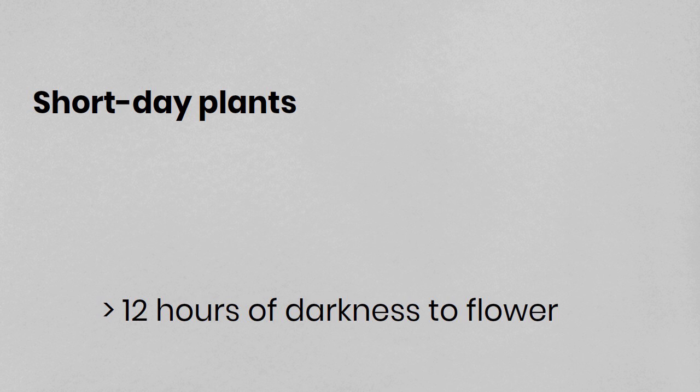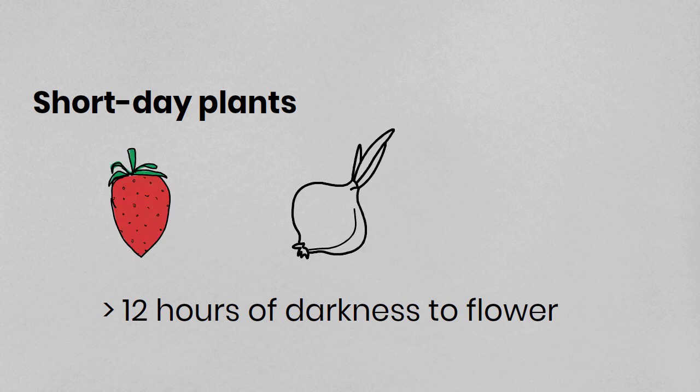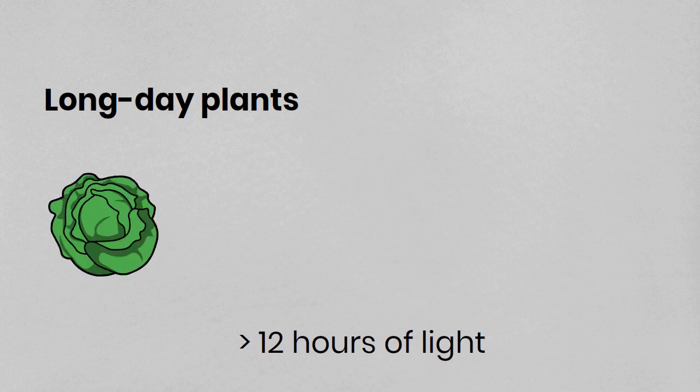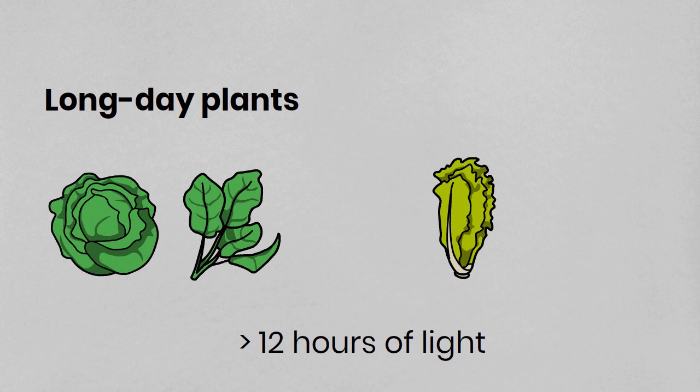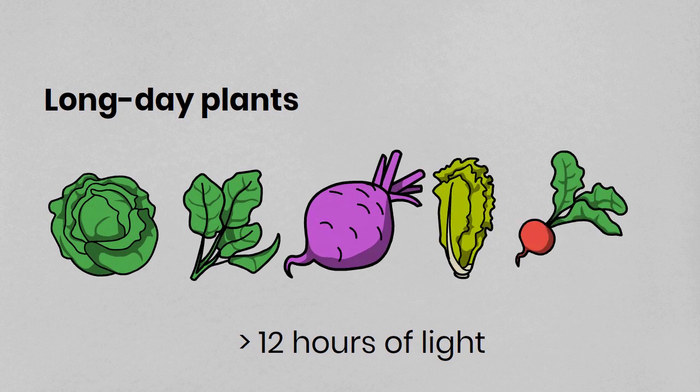Short-day plants require more than 12 hours of darkness to flower. Examples of short-day plants are some species of strawberries, chrysanthemum, onion, marigold, dahlia, and tobacco. Long-day plants bloom when the light period lasts longer than the critical photoperiod, more than 12 hours of light. Examples of long-day plants are cabbage, spinach, lettuce, hibiscus, radish, beet, and petunia.